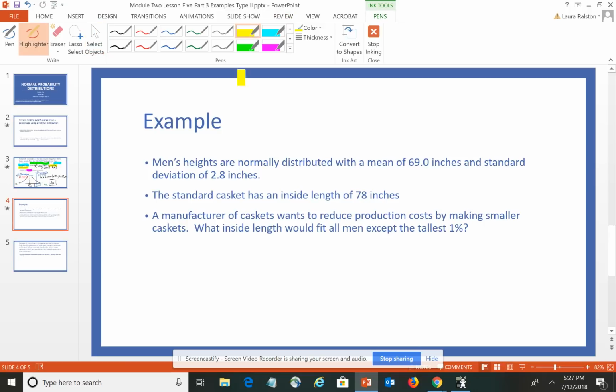Men's heights are normally distributed. So here again, they tell us it's normally distributed with a mean of 69 inches. So they tell us the mean, and the standard deviation of 2.8 inches. So I have everything I need to work the problem because I know it's normally distributed, I know the mean, and I know the standard deviation.